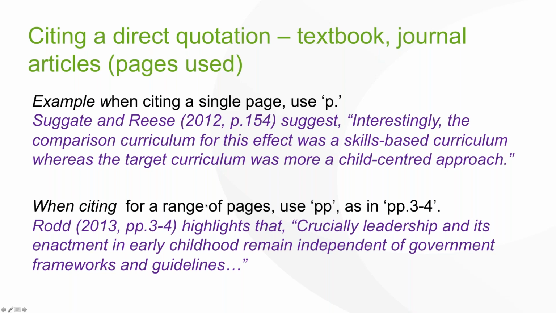If we're citing a range of pages, for example, you might have a quote that ends towards the very end of one page and at the very start of the next, such as pages 3 to 4. In this case, we've got Rod, 2013, and we've got PP, because we've got multiple pages, 3 to 4, in the bracket, highlights that crucially leadership and enactment in early childhood remain independent of government frameworks and guidelines.